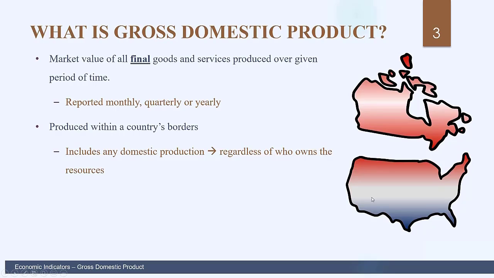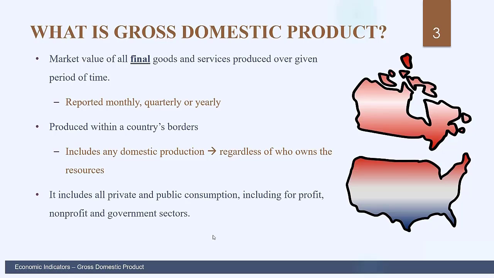For example, if a non-resident of the US owns a factory in the US, that production, because it's within the US, is included in gross domestic product. However, production done by a US citizen outside of the US is not included in GDP. Also, GDP includes all private and public consumption, including for-profit, non-profit, and government sectors.